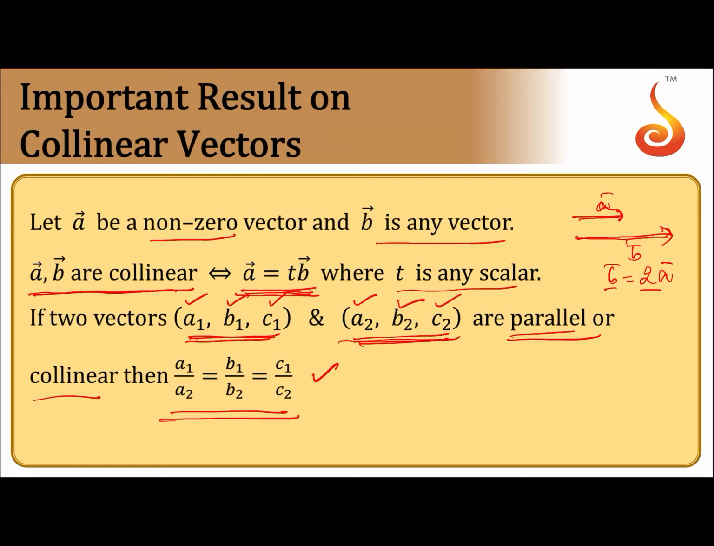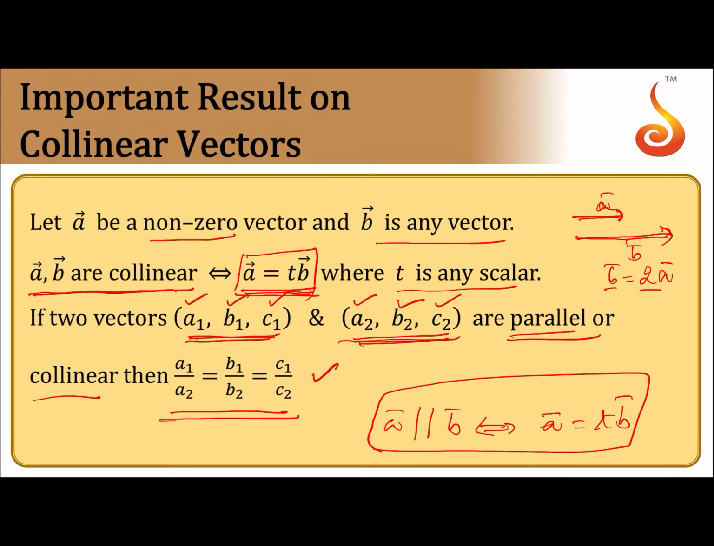Remember, this property is very useful in simplifying certain problems. We use this property mainly in the case of vectors to show that they are collinear. Hope you understood the logic. One vector can be written as a scalar multiple of the other one. So the concept is, when a bar is collinear with b bar, then there exists a scalar t such that a bar is equal to t b bar.